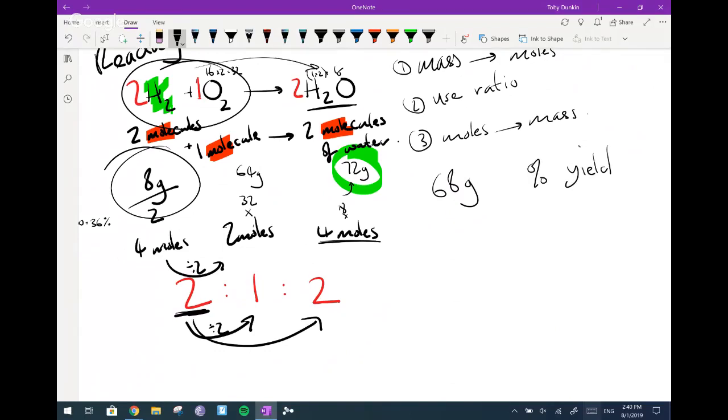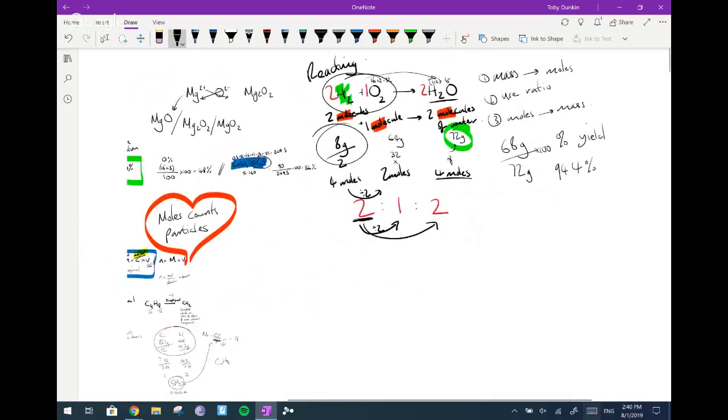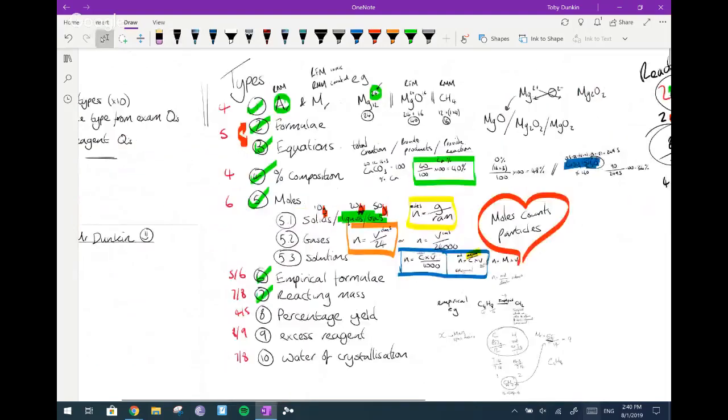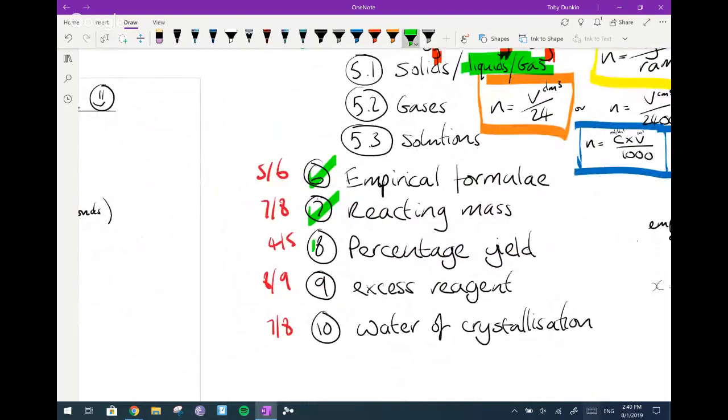So percentage yield is what you got over what you were expecting, times 100, and it always gives you less than 100%. So if I did 68 grams, I was expecting 72. I got 94.4%. Great yield, good yield. But it's a very straightforward calculation. Don't want to waste your time with it. You know, I've done 40 minutes on this already.